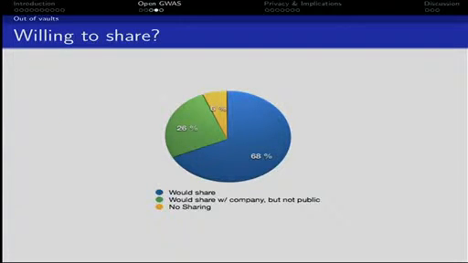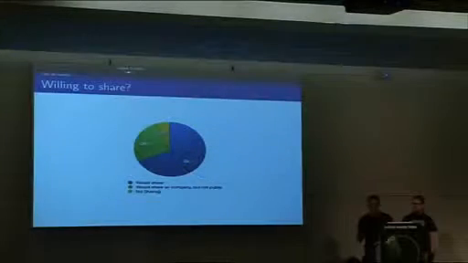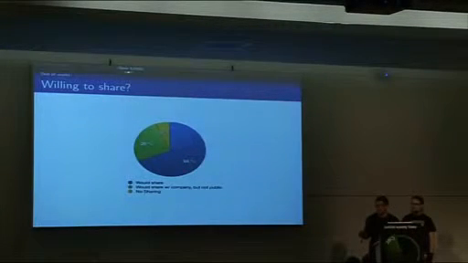And we made a small questionnaire. We asked around 200 people if they wanted to participate or if they wanted to share their data. 68% would share their data, and 26% would share their data, but not with everybody, only with the companies. And only 6% would not share their data at all.